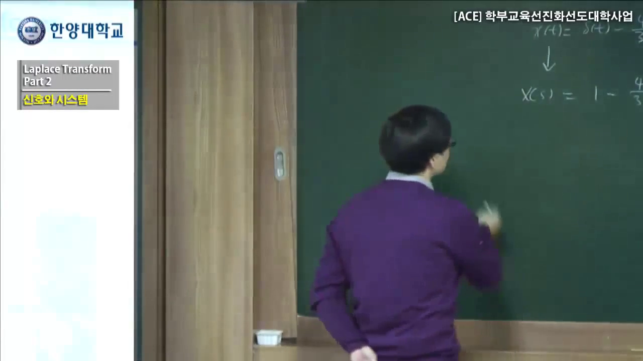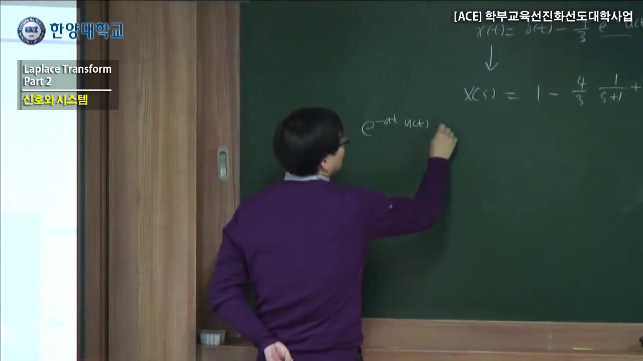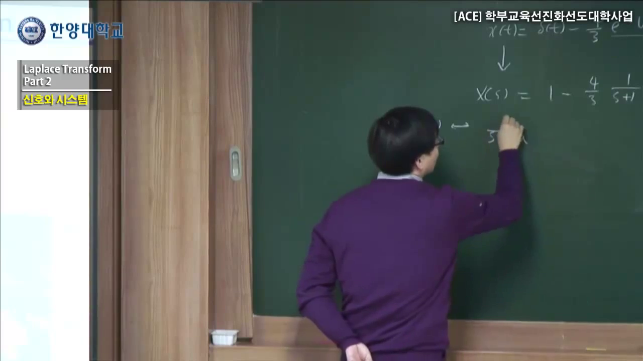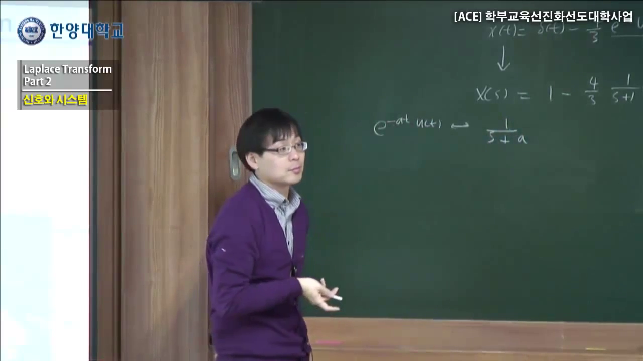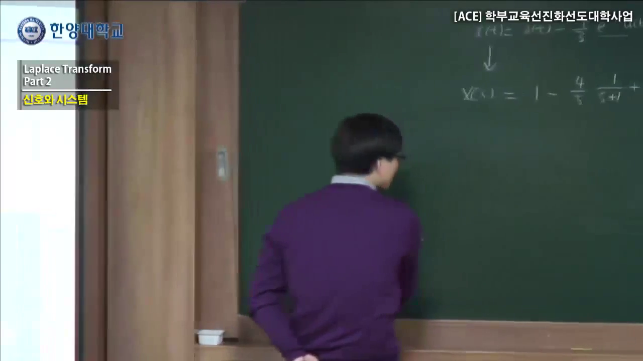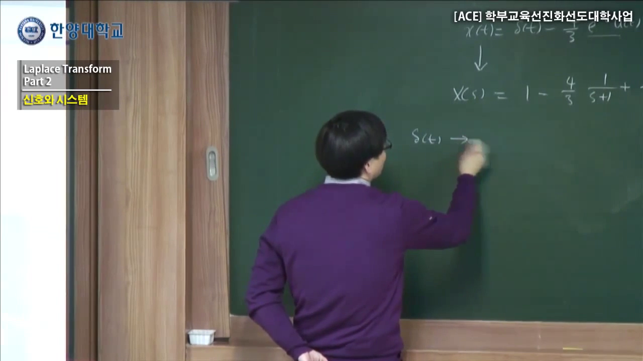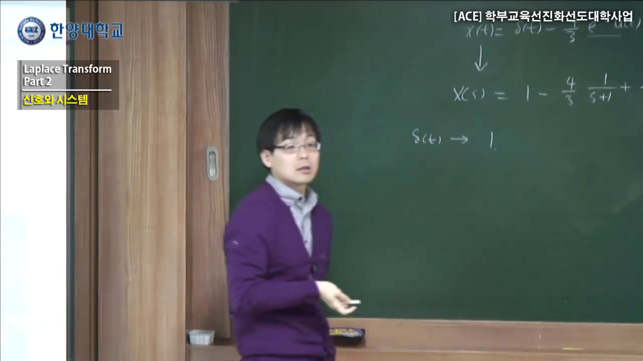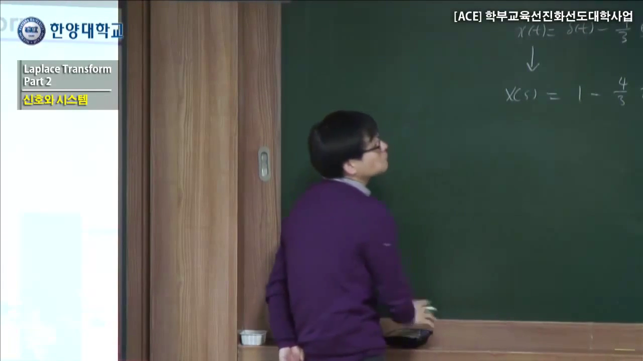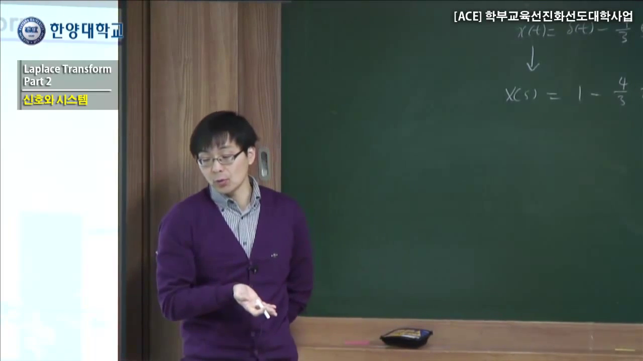Why? Because e to the minus a t u(t) becomes 1 over S plus a in the Laplace transform. And delta changes to 1 in the Laplace transform. So this is okay in a Fourier transform. That's not a big deal. We don't have to worry about that.